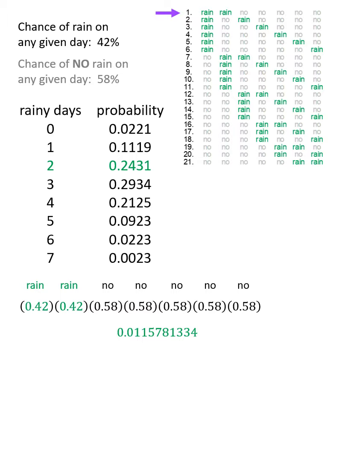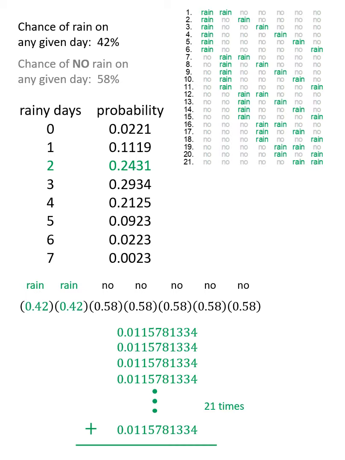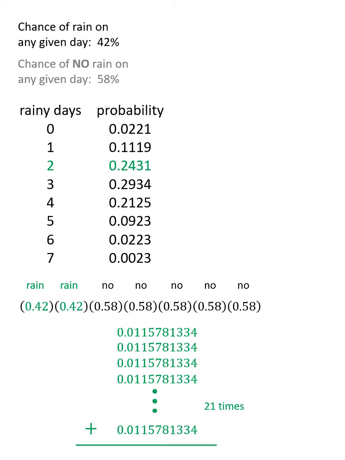But again, that's just the specific probability of line 1 happening. We're more interested broadly in what is the probability of any 2 days being rainy, not just Sunday and Monday specifically. So all I have to do is add the probability of line 1, line 2, line 3, line 4, all the way down to line 21, because after all, these are all mutually exclusive events.